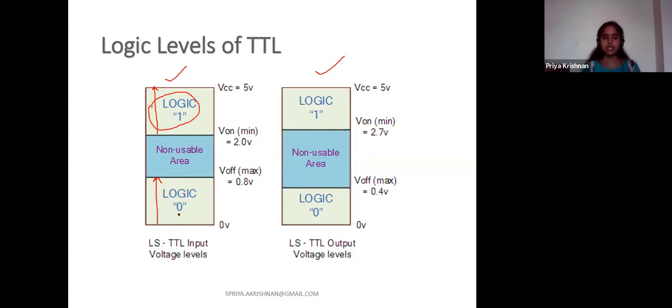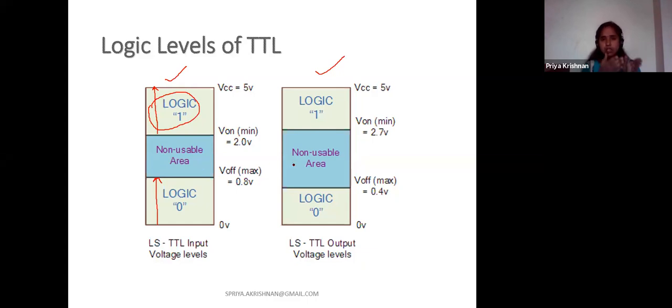Anything between this and this, it will take as 0. Anything between this and this, it will take as 1. But any voltage between these ranges, the system will not take. This is for the input side.